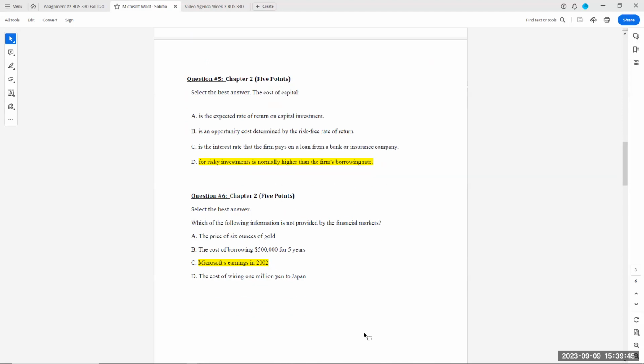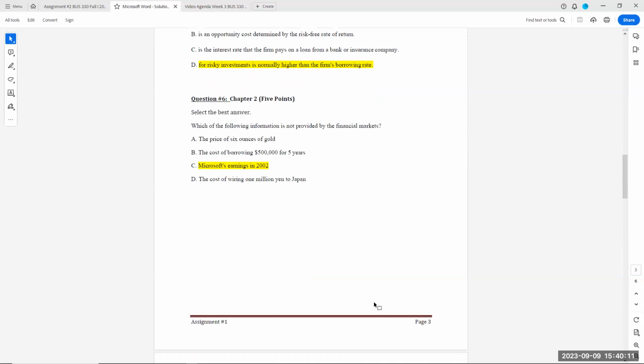Question 6, which of the following information is not provided by the financial markets? Microsoft earnings. Microsoft earnings provide that information to the financial markets. The other ones, the price of gold, borrowing costs, interest rates, and the cost of wiring are all based on supply and demand of the marketplace and set by the financial markets. So the correct answer there is C.